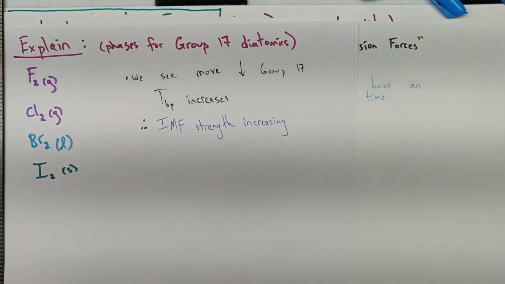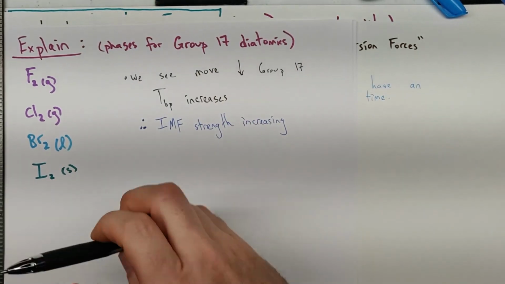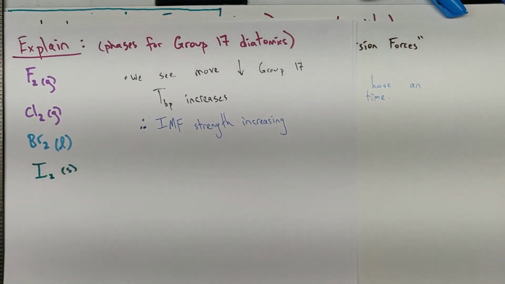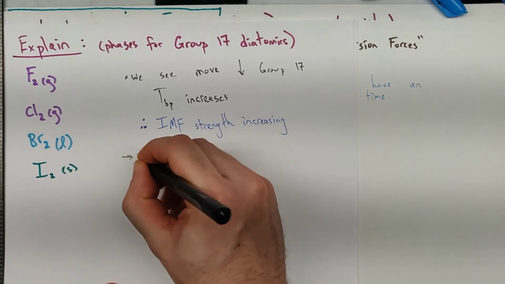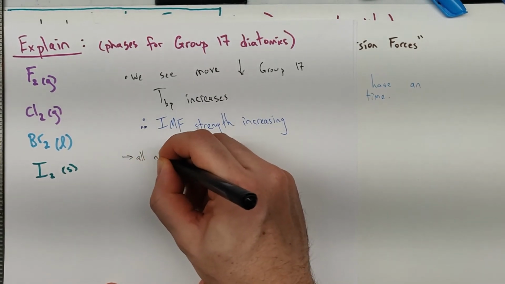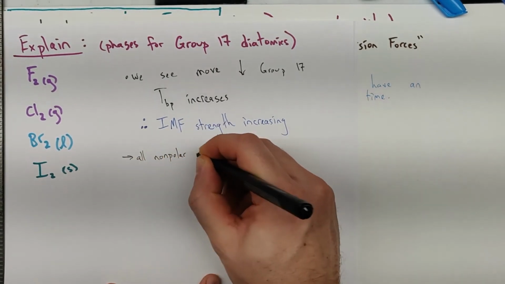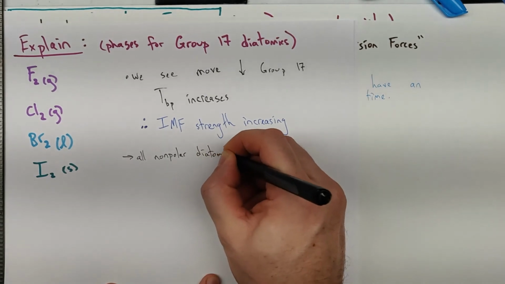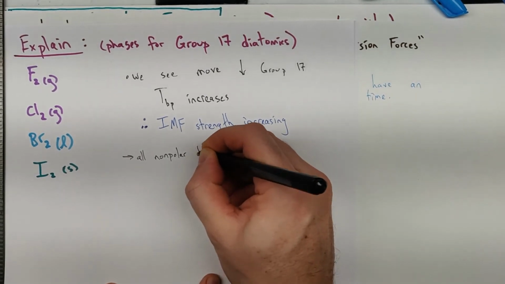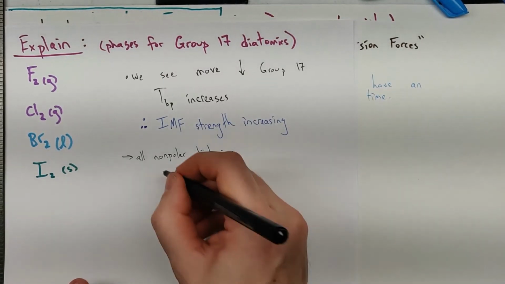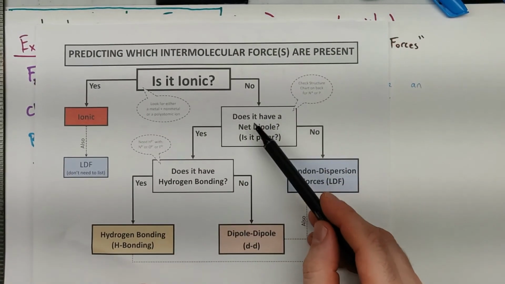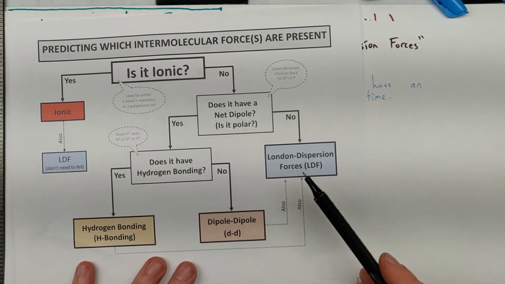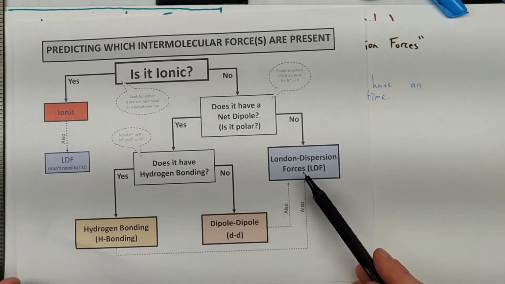And we need to figure out why. And what these all have in common is that they're all diatomics, right? They're all nonpolar. So what do they have in common? That's what we start with. They're all nonpolar diatomics, right? They have two of the same atom attached to each other. So nonpolar quickly jumps us down our flowchart here. Is it ionic? No. Does it have a net dipole? No. London dispersion forces is our only choice.